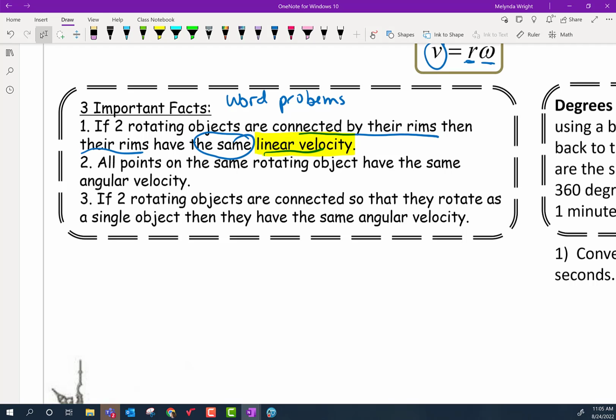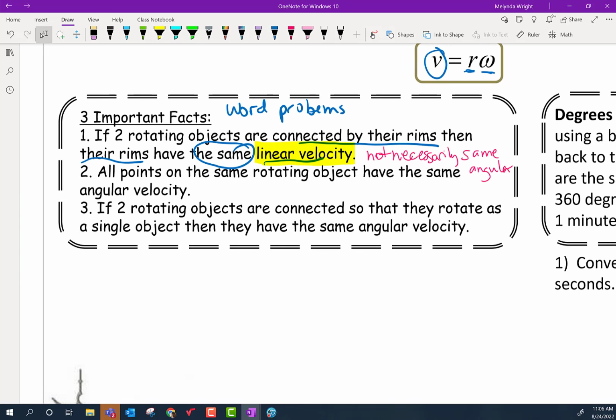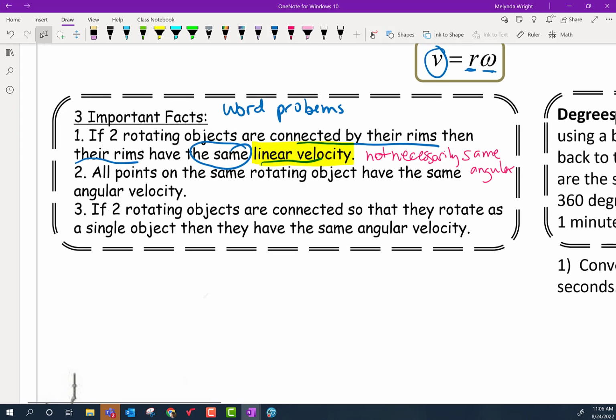I'm just trying to walk you through this because these are the concepts that are going to come to you on these problems. You're going to have to think through these concepts. So if they're connected by their rims, they will have the same linear velocity, but not necessarily the same angular. Why do I say not necessarily? Couldn't they be the exact same size of circle? Yes, exact same size of circle. They could be.